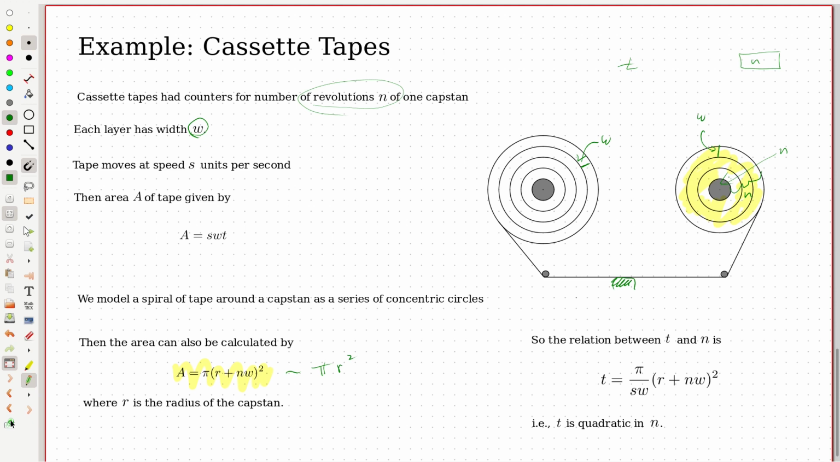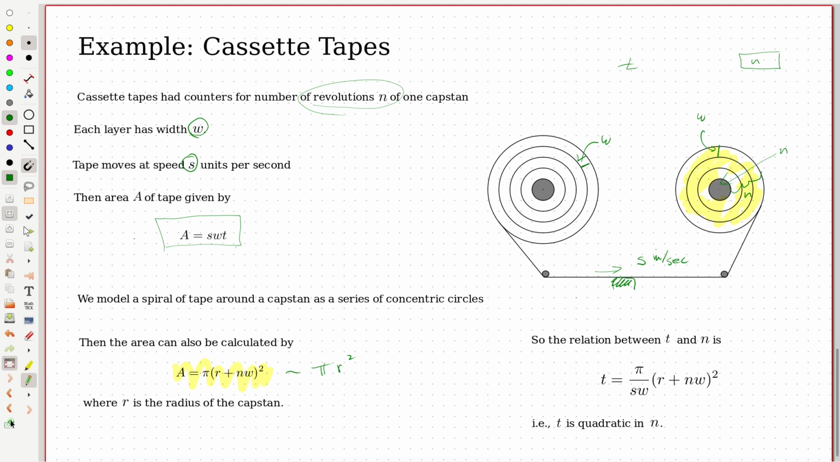And then, on the other hand, the area of the tape we can also get by taking into account the speed of the tape. As I said, the tape has to move at a constant speed, s, say, inches per second. The tape has to move at a constant speed over the head so that it can be read properly and translated into music. And so if s is the speed of the tape, then you can also calculate the area of the tape by simply saying it's s times w, the width of the tape, times t, and that would be the total area.